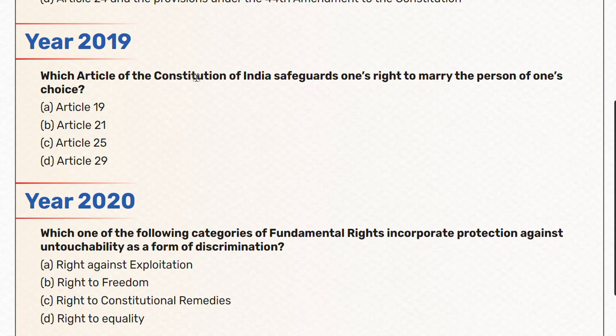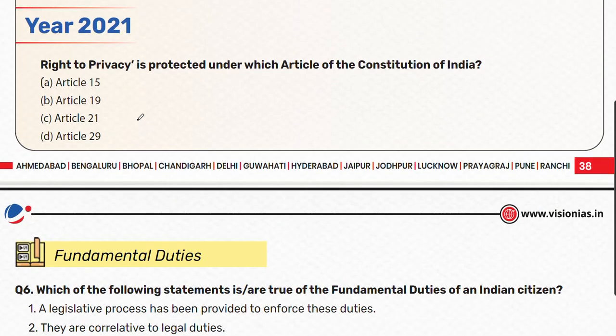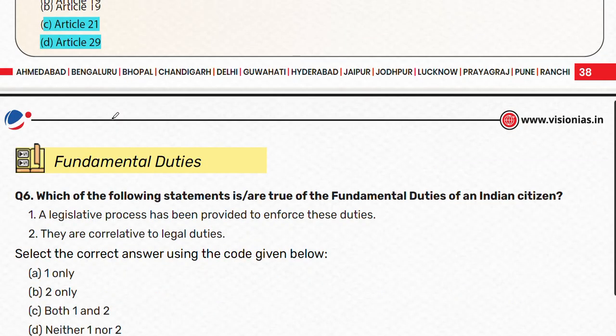Now, which article of the Indian Constitution safeguards one's right to marry the persons of one choice? So Article 21. Again, 2020. Which one of the following categories of fundamental rights incorporate protection against untouchability as a form of discrimination? So, right to freedom. So, B will be the correct answer. Now, right to privacy is protected under which article of the Constitution? So, Article 21. Now, next question, question number 6.